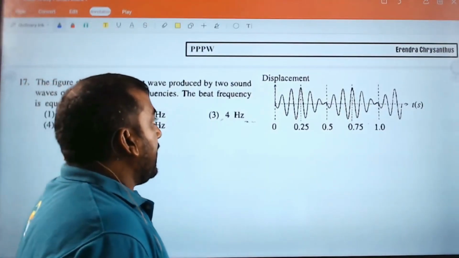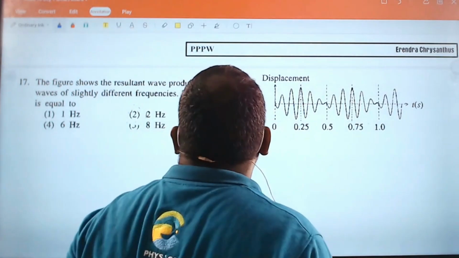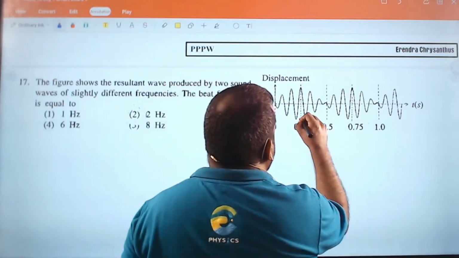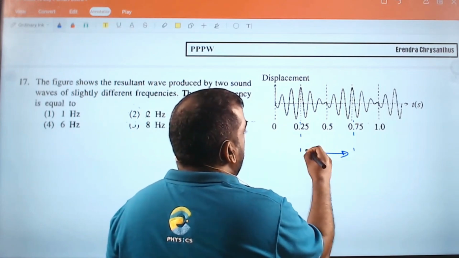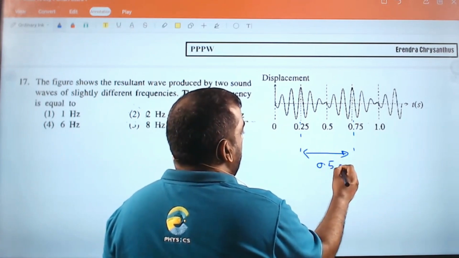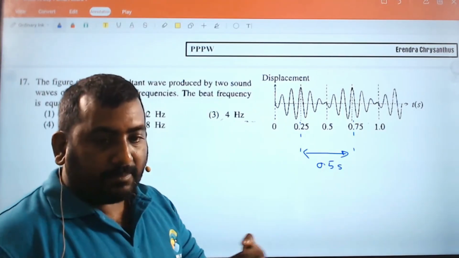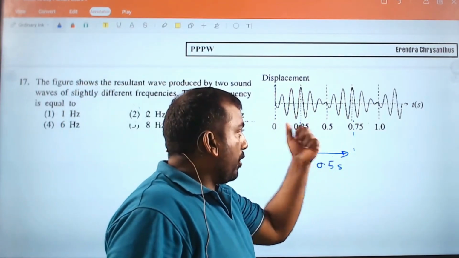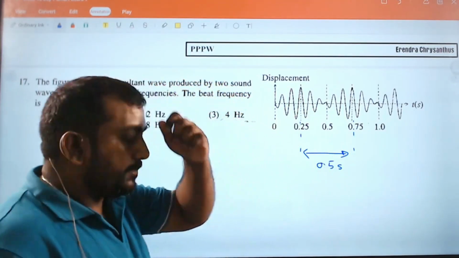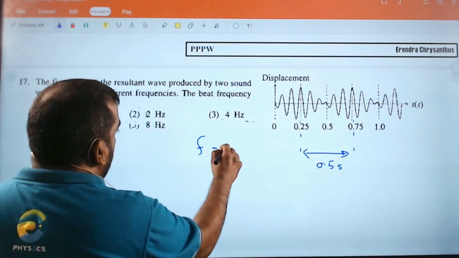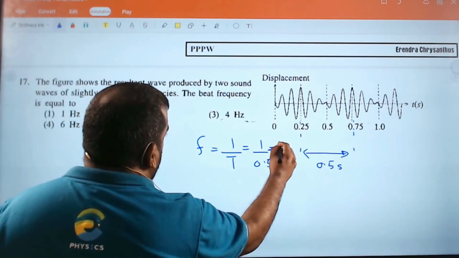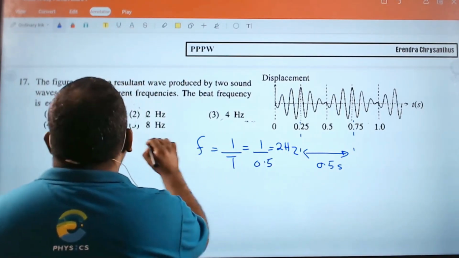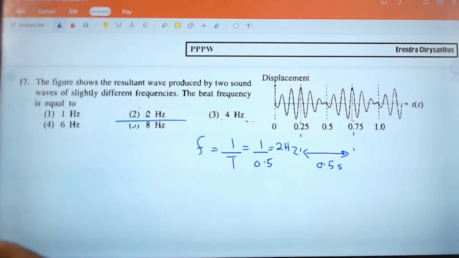Figure shows a resultant produced by beats. The beat frequency is equal to... So here the beat periodic time is 0.5 seconds. That means this wave pattern repeats after 0.5 seconds. So that's the periodic time. So frequency of the beat is 1 over periodic time. 1 over 0.5, that's going to be 2 hertz. 2 hertz, answer number 2.